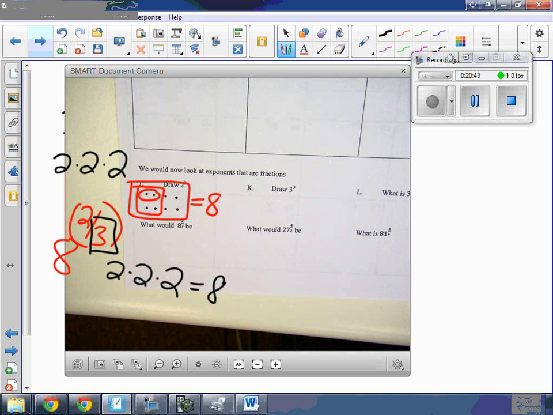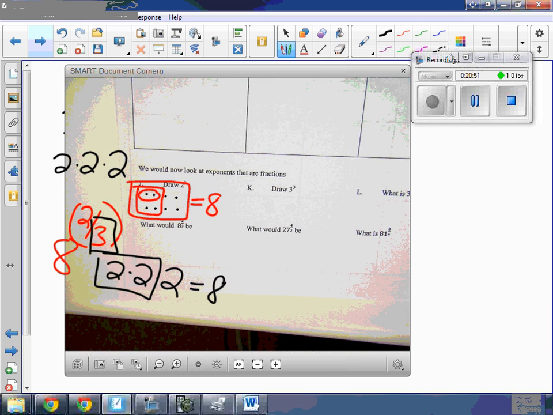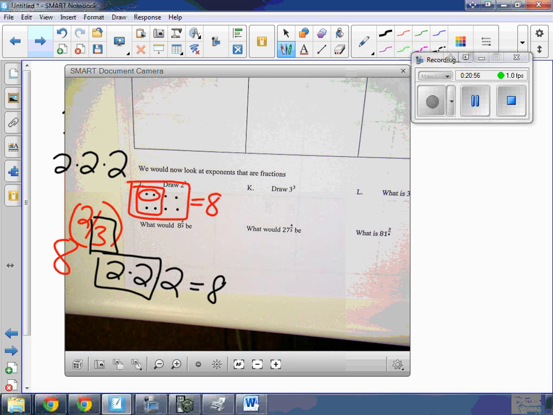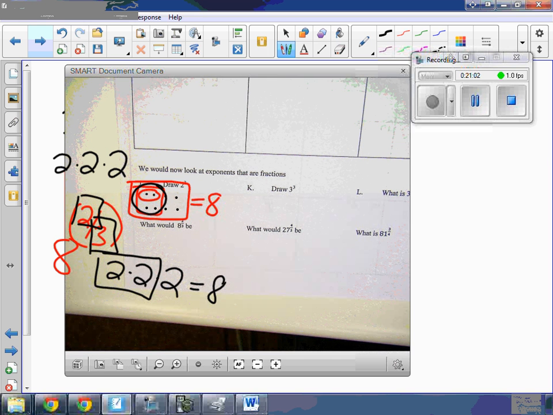So 8 to the 2/3 should be 4. Because we can break 8 into 3 doubles. First double, second double, third double, and it says keep 2 of those doubles, which is 4. So now draw the picture for 3 to the 3rd. It's 27.